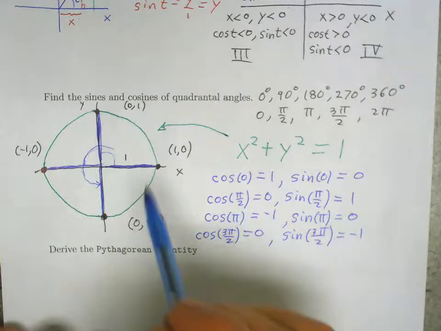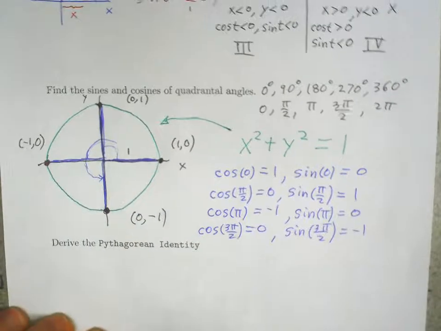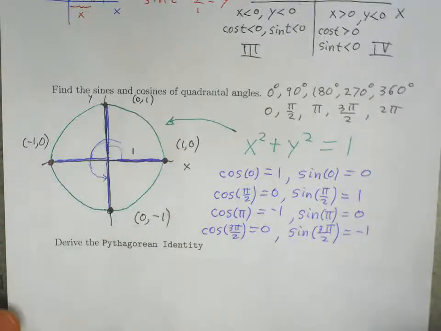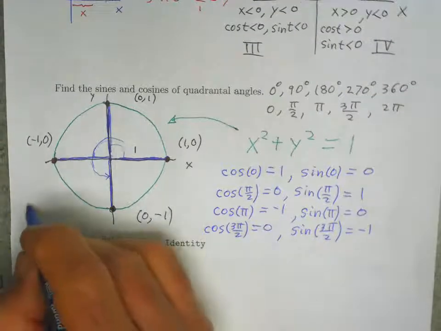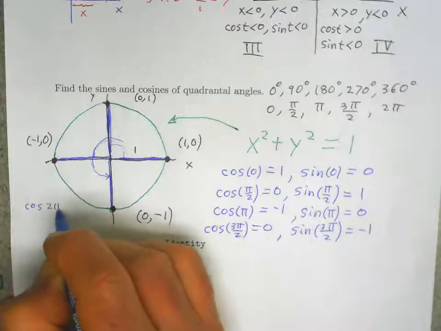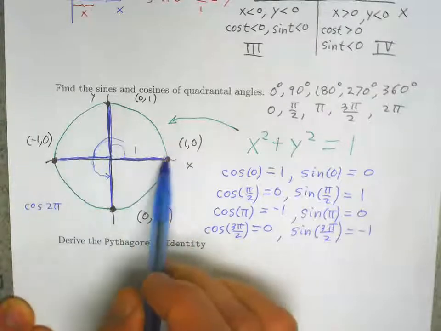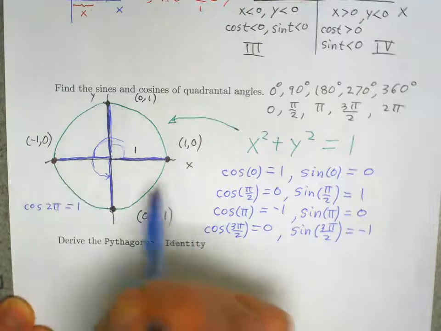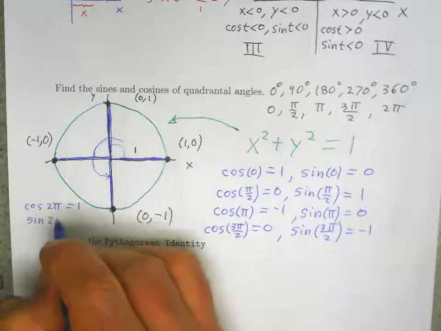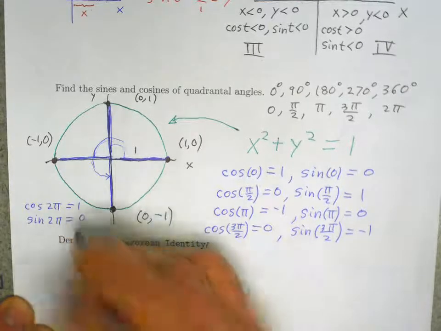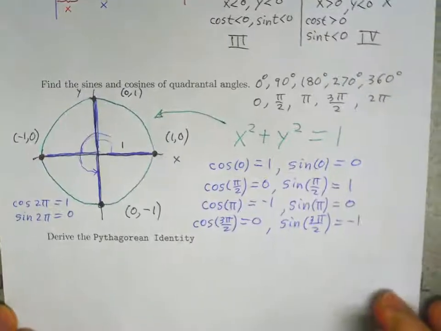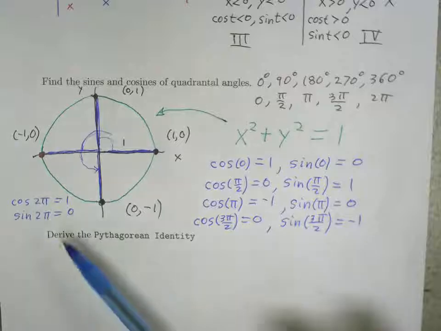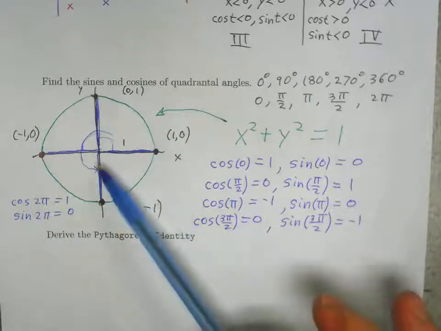I'll just mention, if you have one complete revolution, then we're back at the ordered pair (1, 0). I guess I can write those down somewhere. Cosine of 2 pi, that's one revolution. The x-coordinate is 1. So cosine of 2 pi is 1. And sine of 2 pi is the y-coordinate, which is 0. Okay, so make sure that you know all of these values for sine and cosine at the quadrantal angles.